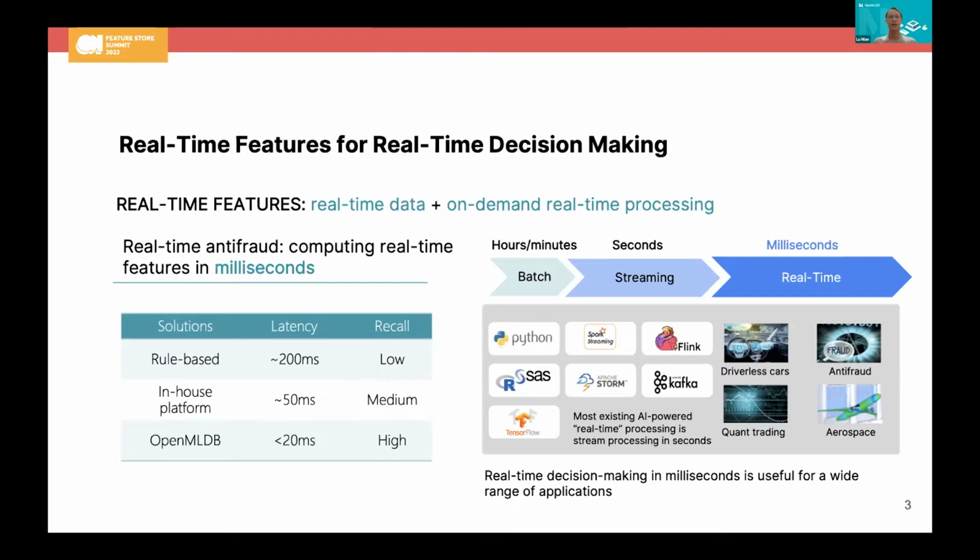Today in the market, we have quite a few solutions for feature processing. But most of them are based on batch processing or streaming processing, like Spark and Blink. Even for Blink, we saw that the latency is very high, hundreds of milliseconds or even seconds. There are really few solutions for hard real time, meaning a few milliseconds. So we need a better solution, and this is what OpenMLDB does.